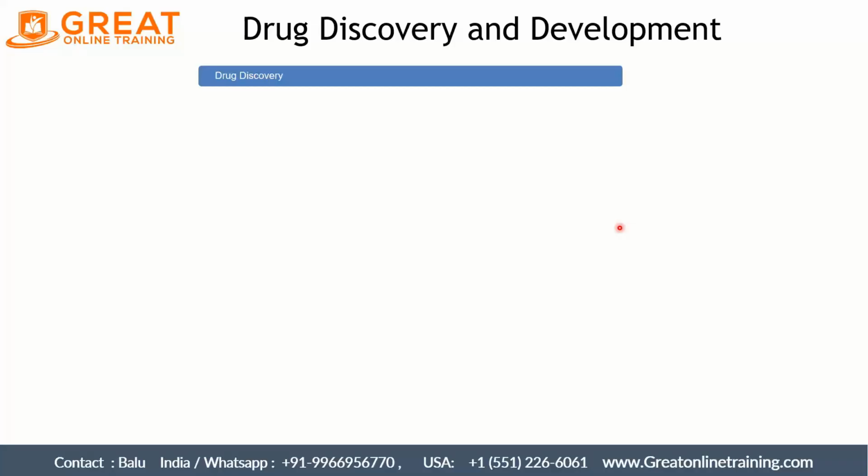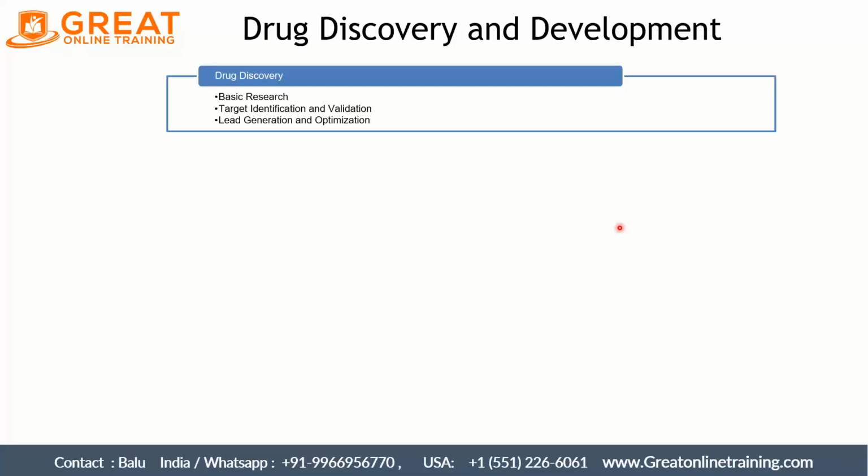And in the drug discovery phase, we have different steps. The first one is basic research on the disease. In this phase, the researchers will perform basic research on the disease and they will identify the target.